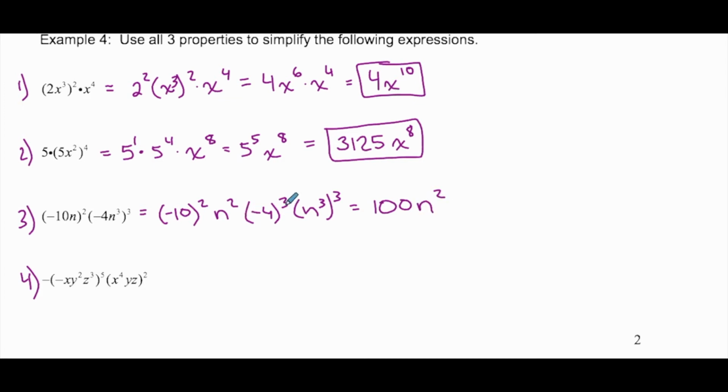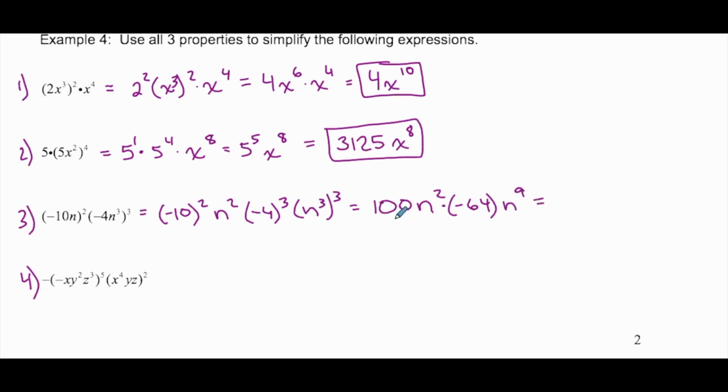I'm going to do negative 4 to the third. A negative times a negative is positive. Negative 4 times negative 4 is 16, and 16 times negative 4 is negative 64. This is all times n to the third to the third, which is n to the 9th.